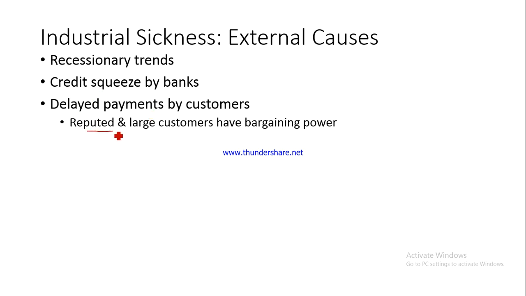And why is this happening? Because the reputed and large customers have high bargaining power. They are very dominant because they can switch to any supplier, while the supplier does not have this kind of option. The supplier cannot simply let the large scale customer firm switch to some other supplier. So they have no other option and they have to stick to that particular firm, and they agree to these terms and sell their products to them on credit. So this is one major reason.